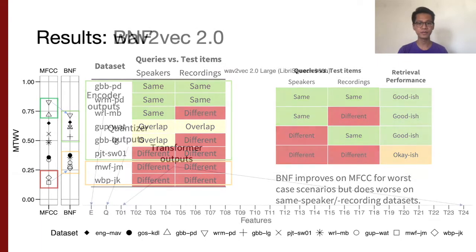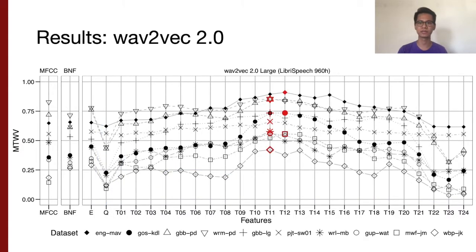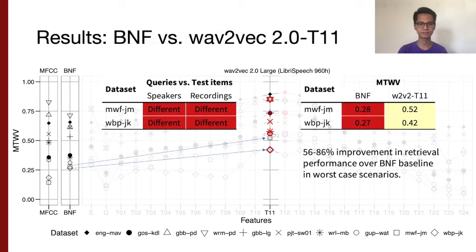Next, we'll look at the performance of the representations extracted from various parts of the Wav2Vec 2.0 model. First, I'll show you all the results, then we'll focus on only the highest performing layer, which for most of the datasets was Transformer Layer 11. Just looking at Transformer Layer 11, we can see that for the most difficult datasets, there's a significant improvement, going from about 30% up to 40 to 50% of queries being retrievable at an acceptable error rate.